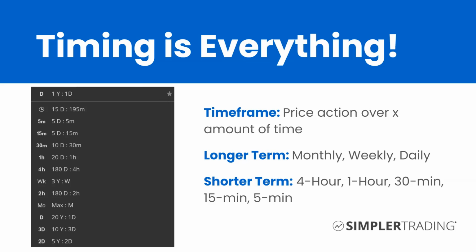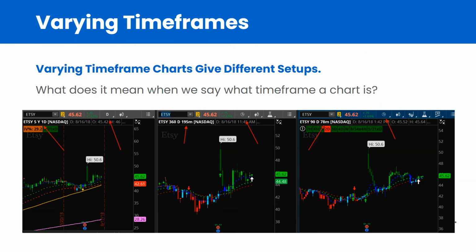So for longer term charts, you have the monthly time frame, the weekly time frame, and the daily time frame. And of course, on your monthly chart, every bar is 1 month of price action. So you'll have a January bar, a February bar, etc., etc. The weekly chart, every candle is 1 week of price action. So every Monday morning you get a brand new weekly bar, and then the same thing for the daily chart. And then for your shorter term time frames, you have the 4-hour, the 1-hour, the 30-minute, the 15-minute, and the 5-minute.